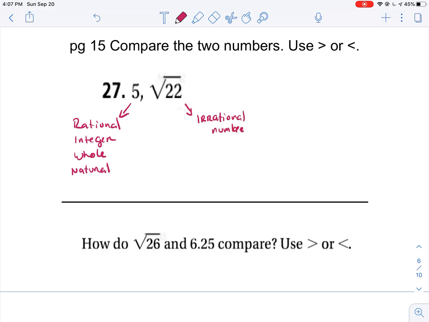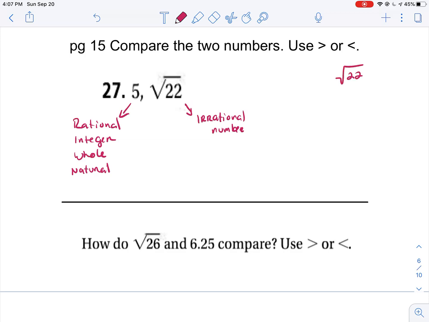Okay, now which one's bigger? How do we figure it out? Well, of course, you could type it into your calculator and check what it's approximately equal to. But if you didn't have a calculator, or if we're talking about SAT time, right, when there's a no calculator section, we need to be able to reason this.